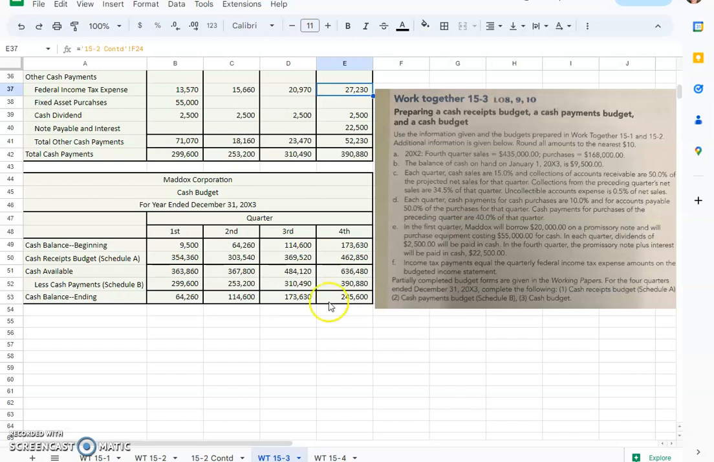So that's work together 15-3. You can do 15-3 on your own.